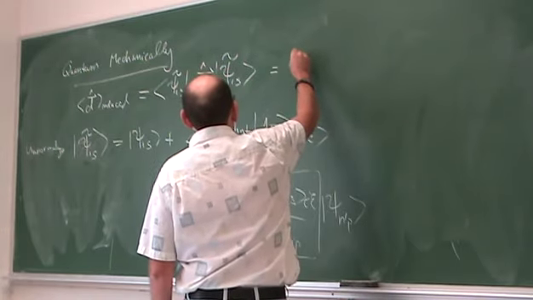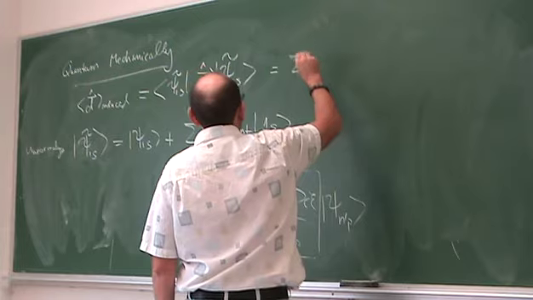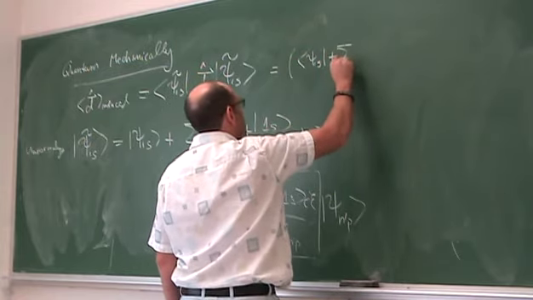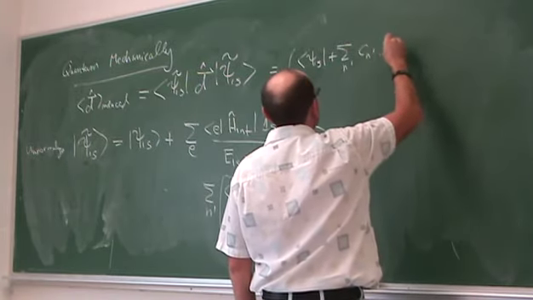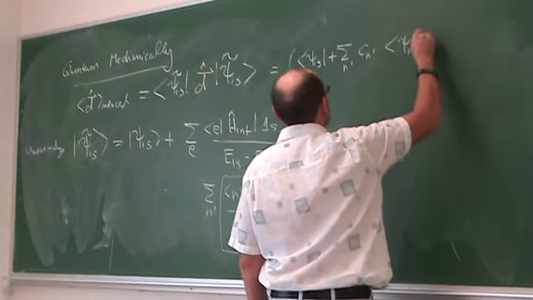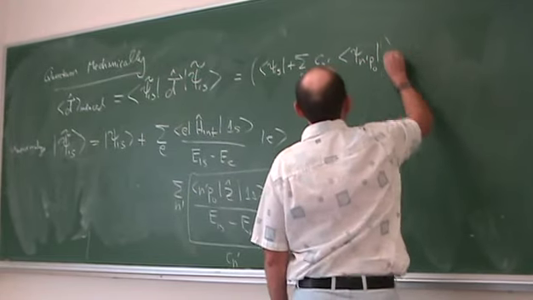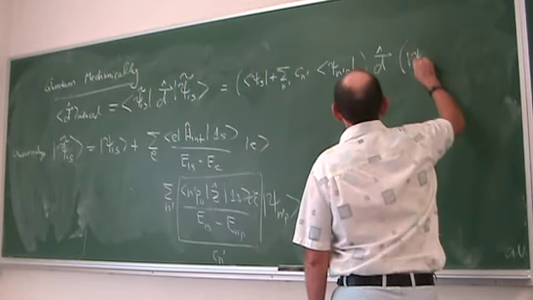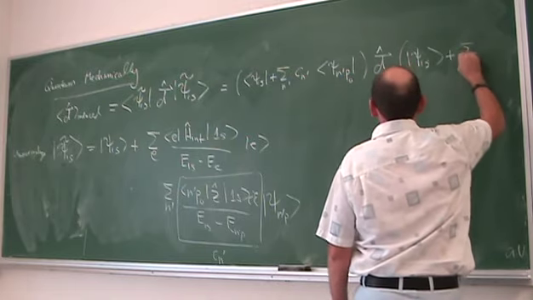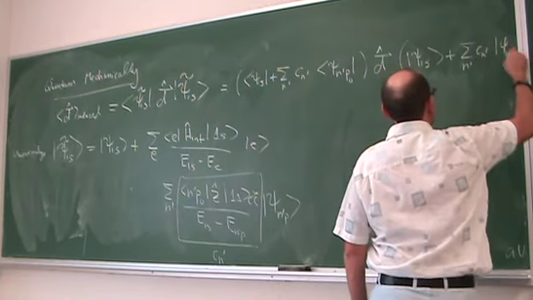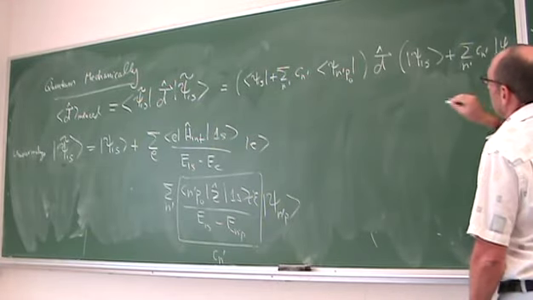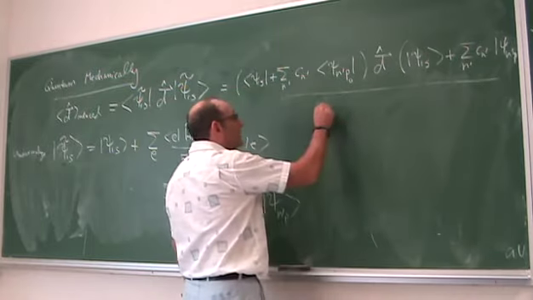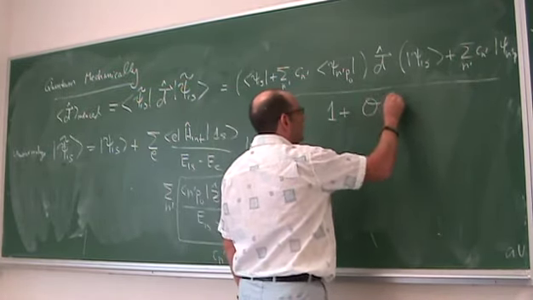This is going to be equal to the sum, this way. And then I have to normalize it, right, because this was unnormalized. And this is going to be something like 1 plus order Cn squared stuff.